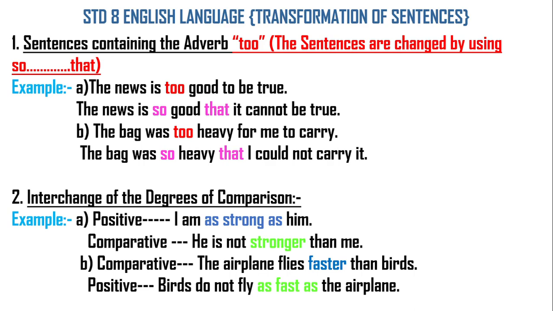The second sentence in the example is already in comparative form. The airplane flies faster than birds. Now when changing this into the positive degree, we will write birds do not fly. Why do not? Bird is plural, birds over there. So birds do not fly as fast as. I told you in positive, you have to remember as dash as. So birds do not fly as fast as the airplane. Why have I used the? Because in the comparative the was already there.